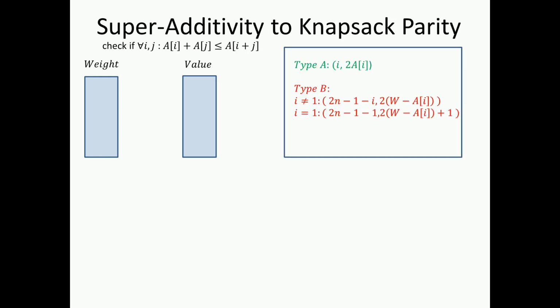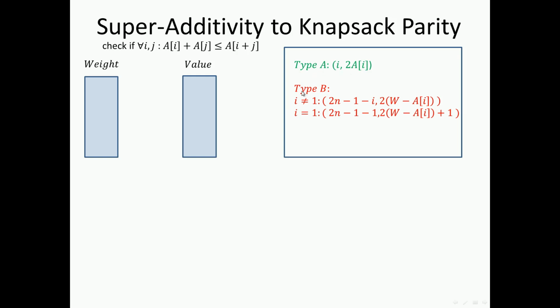So now we need to create the knapsack instance, and to do this we need to specify the items in the knapsack. We have two types of items. The first is type A. For every i, we create an item with weight i and value 2 times a_i.